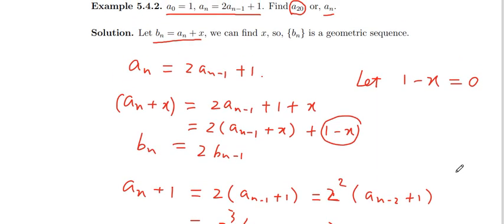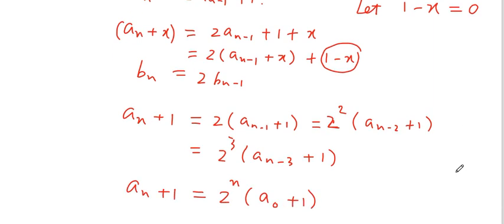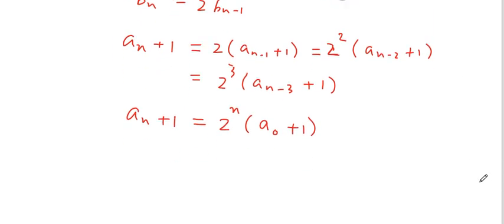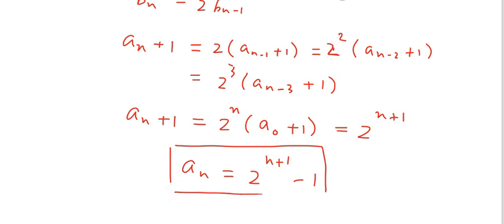So what is a0? a0 equals 1. So we can find the general form. This equals 2 to the n times 2, so we also can put this as 2 to the (n plus 1). So a_n finally equals 2 to the (n plus 1) minus 1. So we can get a formula for a_n.